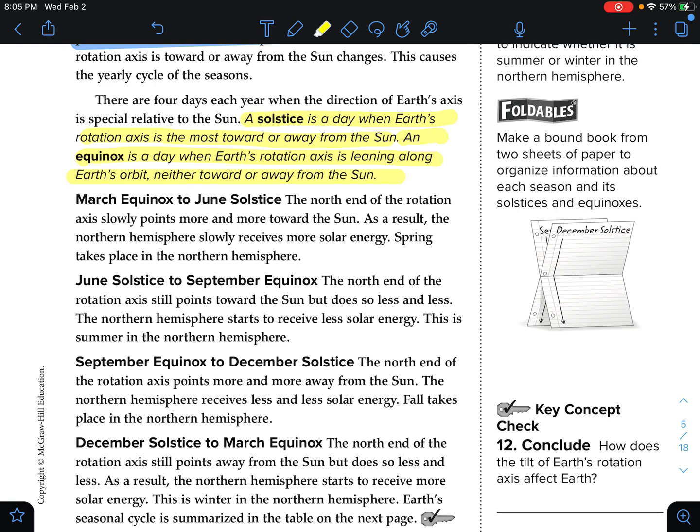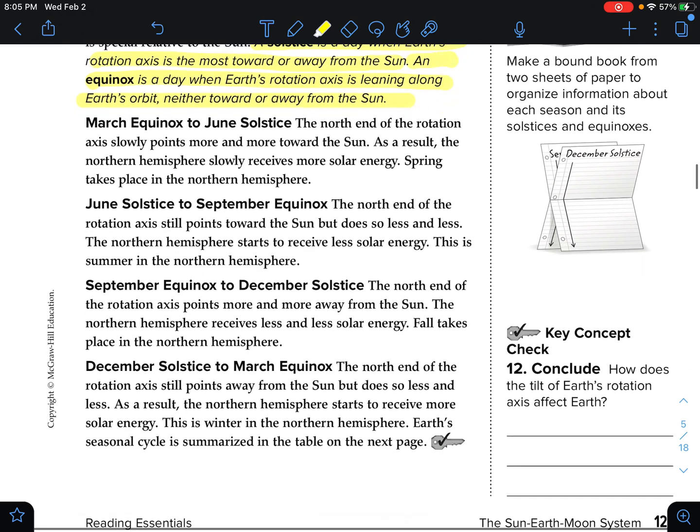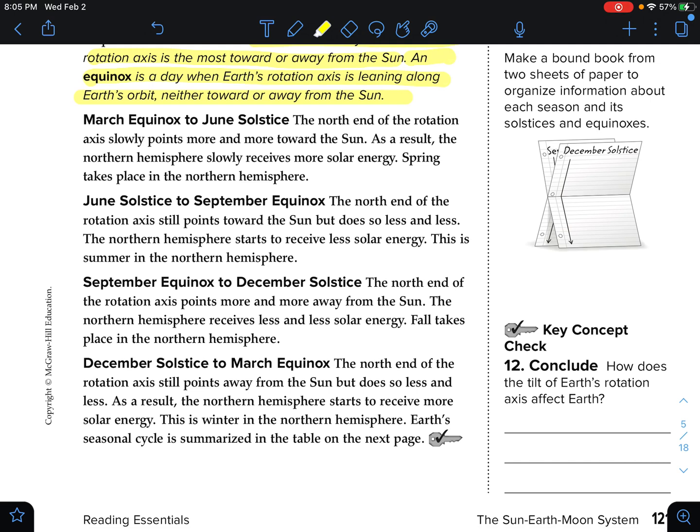June solstice to September equinox. So the north end of the rotation axis still points toward the sun, but does so less and less. The northern hemisphere starts to receive less solar energy. This is summer in the northern hemisphere. So then we get to the September equinox to December solstice. The north end of the rotation axis points more and more away from the sun. The northern hemisphere receives less and less solar energy. Fall takes place in the northern hemisphere.